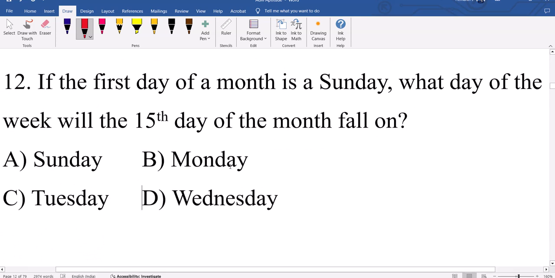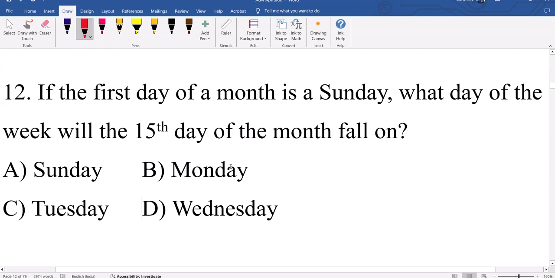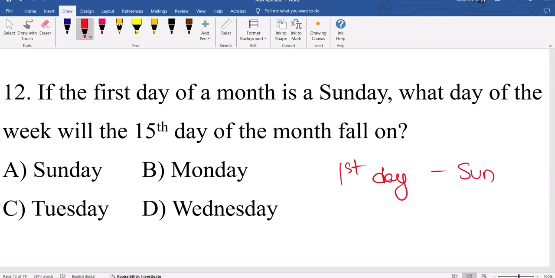First day of a month is Sunday. 15th day is what? First day is Sunday. 15th day. Answer? Monday. Answer is Sunday only. See, very basic question. Hardly 10 seconds you think.